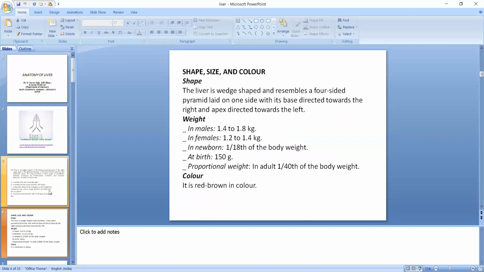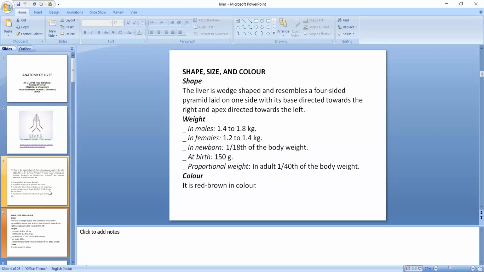Now we discuss the shape, the size, and the color of the liver. On the basis of all these things, we will go to the clinical conditions, because all these things alter in clinical conditions. First, we will discuss the shape.